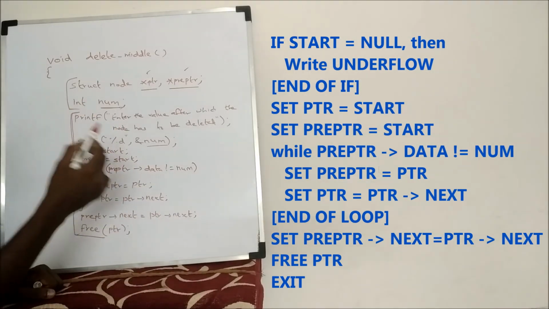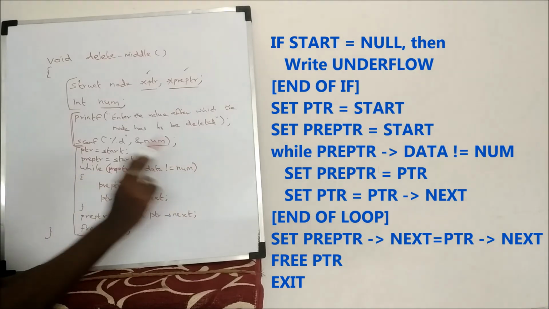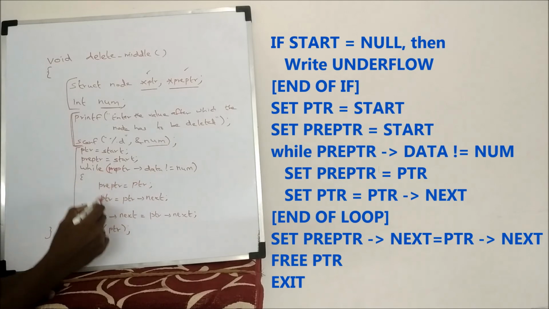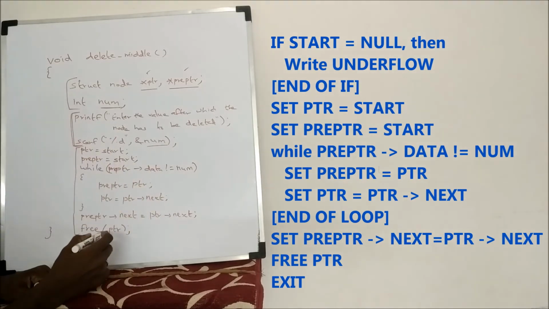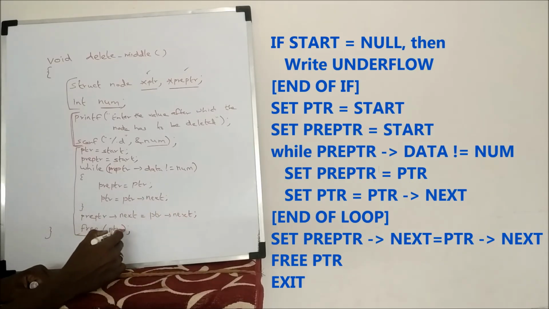Pre-pointer is equal to start, pre-pointer is equal to start, we have written that statement. While pre-pointer data not equal to num, pre-pointer is equal to pointer, pointer is equal to pointer next. After this while loop ends, pre-pointer next is equal to pointer next, and free of pointer.